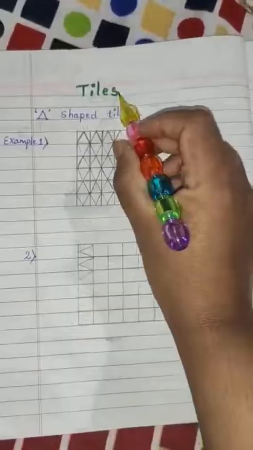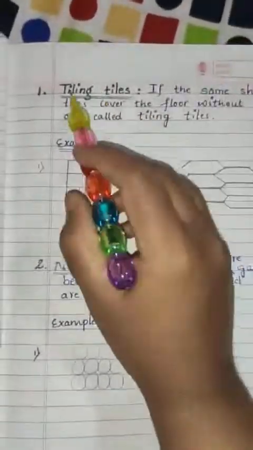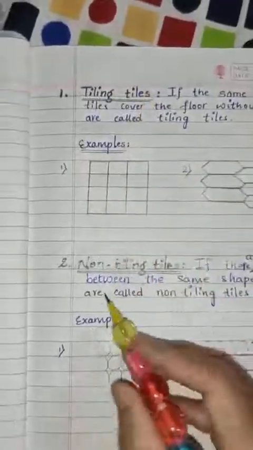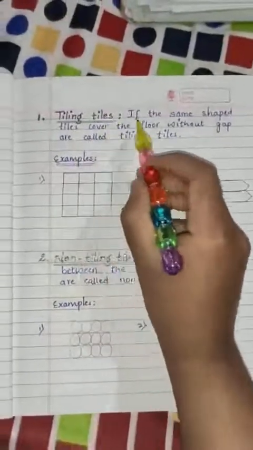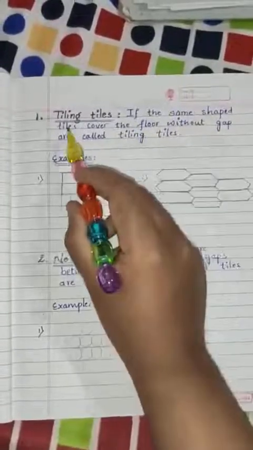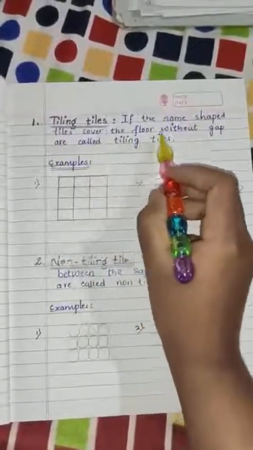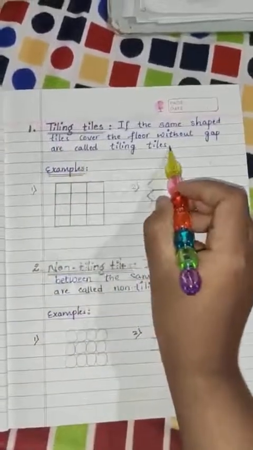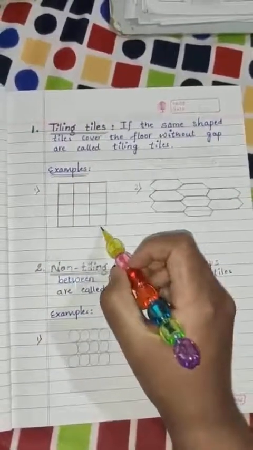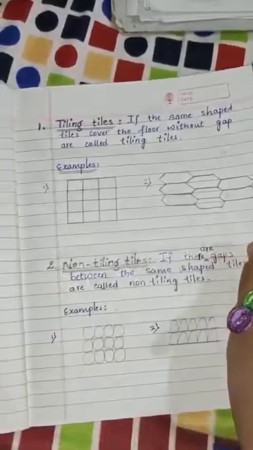So these tiles are of two types. The first one is tiling tiles and the second one is non-tiling tiles. So what is tiling tiles? If the same shaped tiles cover the floor without gap, they are called tiling tiles. Okay, let's take one example. Then you will come to know what is tiling tiles.